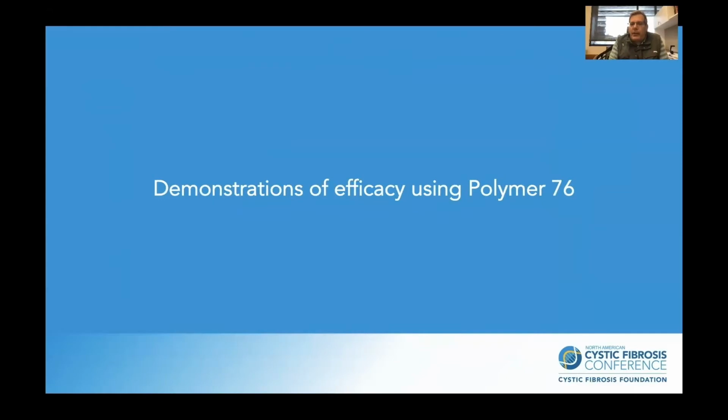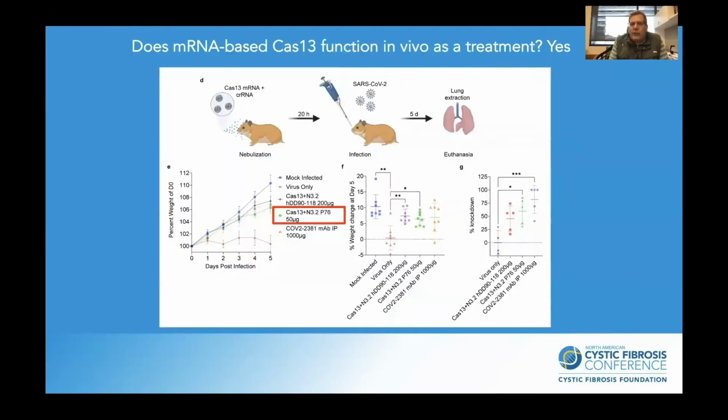So I want to talk about efficacy using polymer 76. One of the more exciting experiments that we did is that, as I mentioned earlier, we were interested in Cas13. Cas13 is an activatable RNase. You can think of it as kind of fancy siRNA, but we deliver an mRNA that encodes for Cas13 in addition to a guide strand. We published the first use of Cas13 against flu and COVID in a recent paper in Nature Biotech from my group.